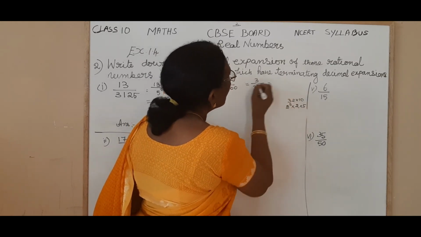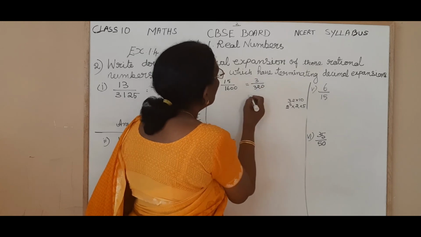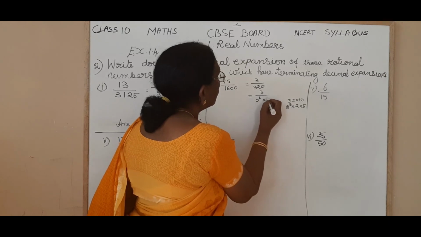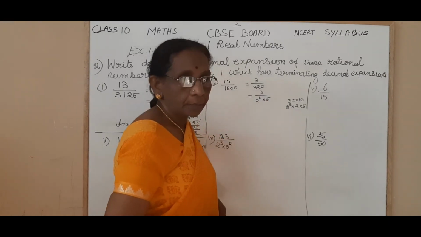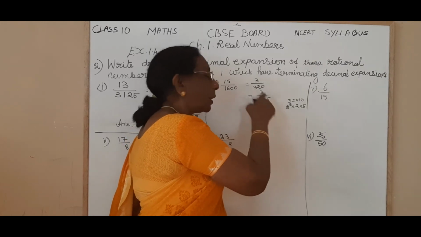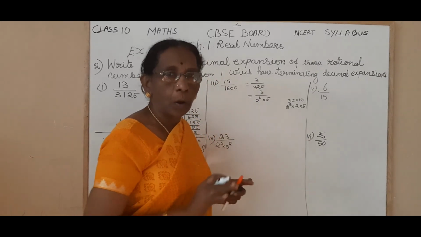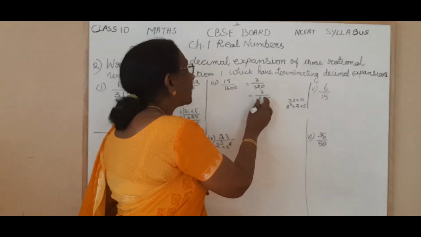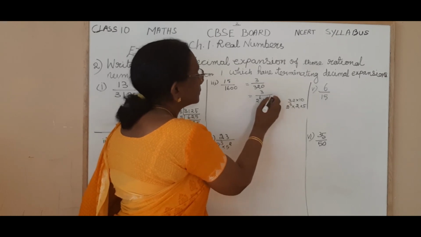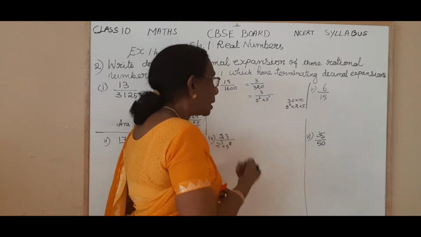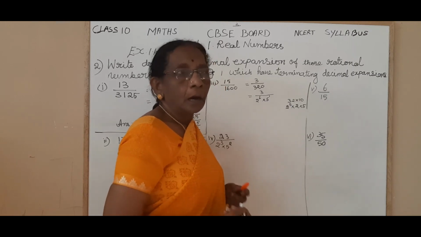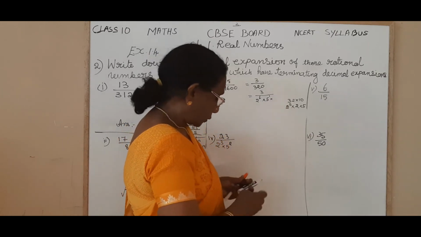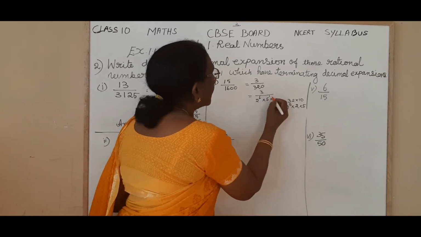So what do you get here? 3 by 2 to the power 6 into 5. Right? Now, you have 2 and 5 in the denominator, but the powers are not the same. So what should you do? You have to make the powers the same. For that, here you have 5 power 1. So you have to multiply by what number? 5 to the power 5. Isn't it? So it will become 5 to the power 6.